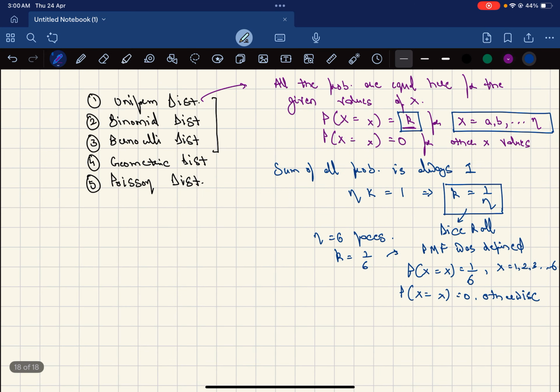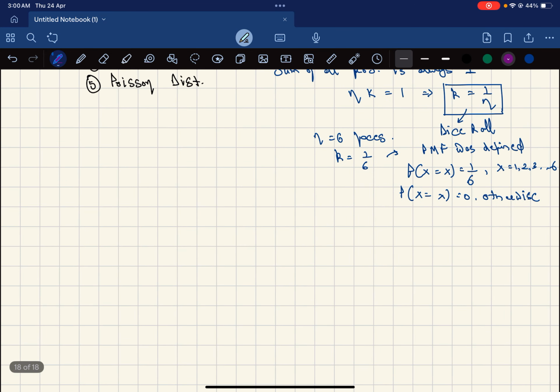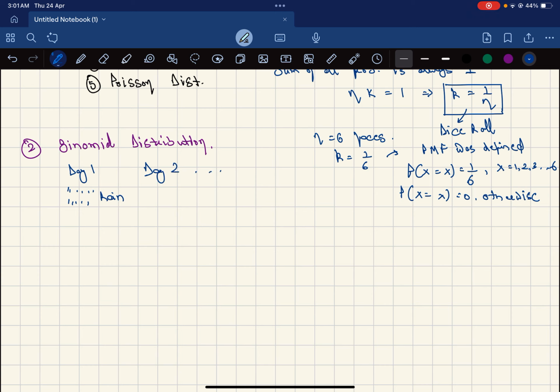So next we move to the binomial distribution. We will look at this through an example. Let's say we are trying to predict rain on each of the next n days.